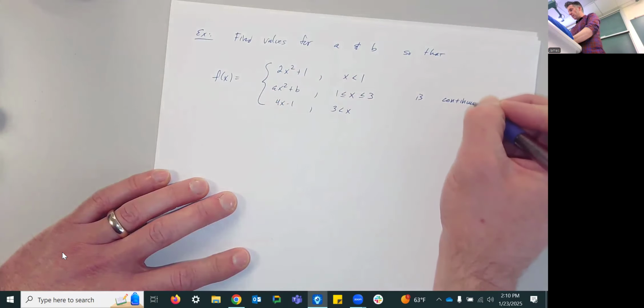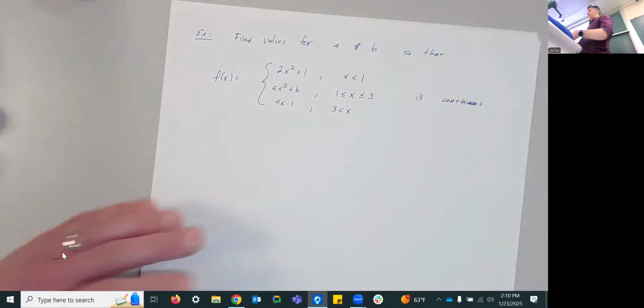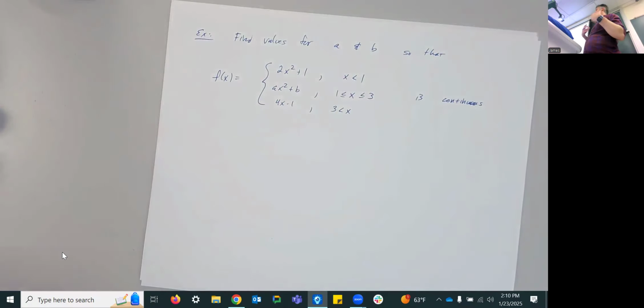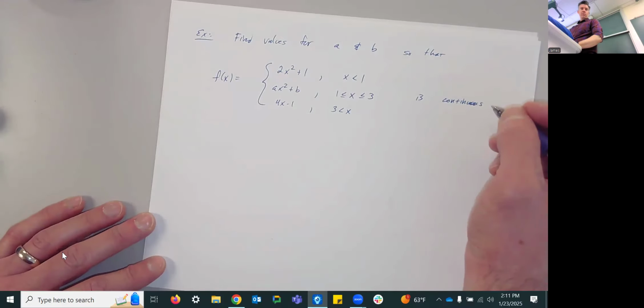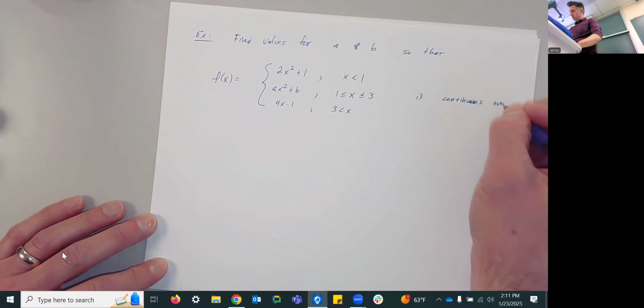If someone just says is continuous, the everywhere is implied. If I say a function is continuous, I mean it's continuous everywhere. If I say a function is discontinuous, that means it's probably continuous everywhere except for a couple points. So discontinuity just means you're not continuous at least one place. Continuous means you're continuous everywhere unless someone is more specific about it. So let's say it's continuous everywhere.